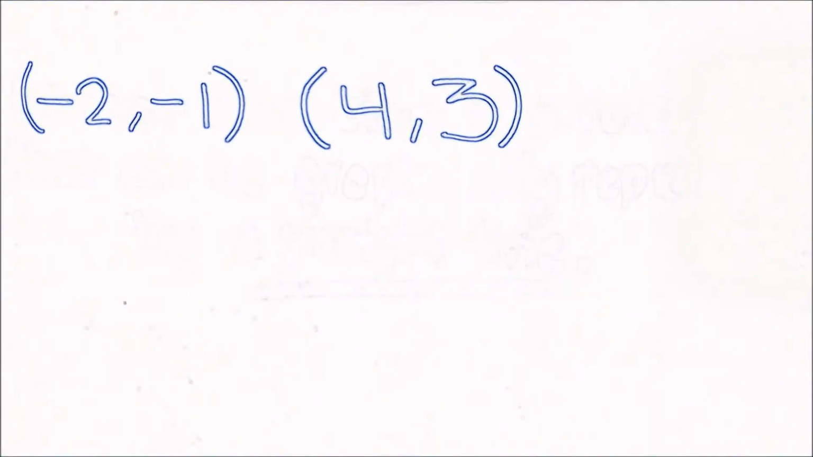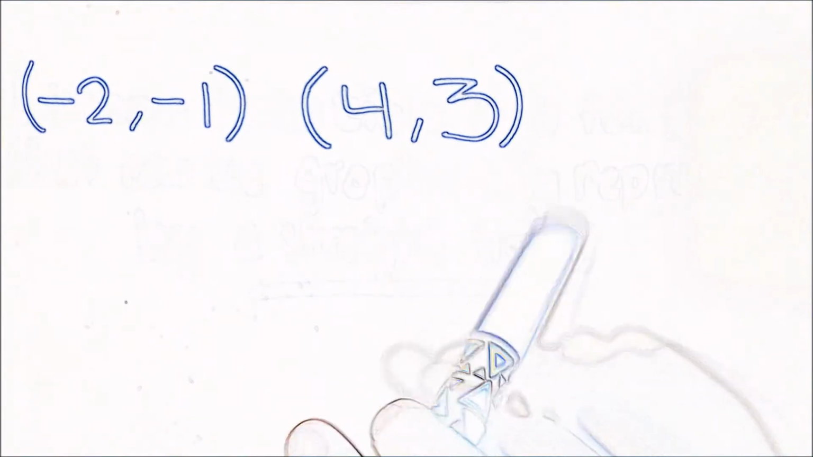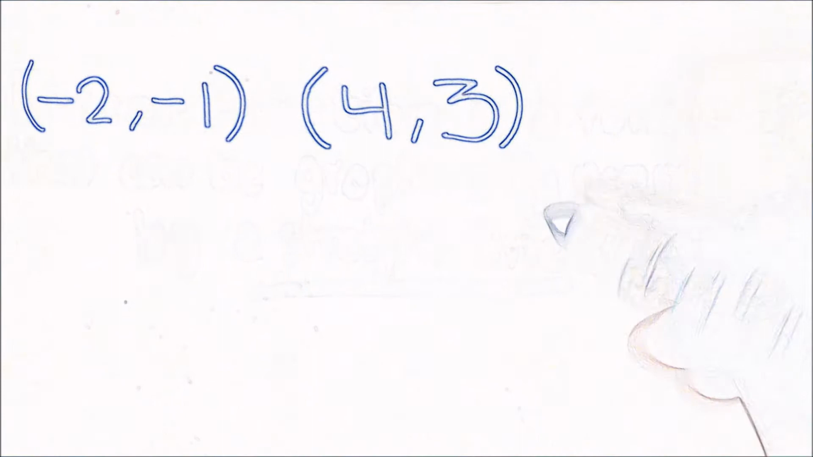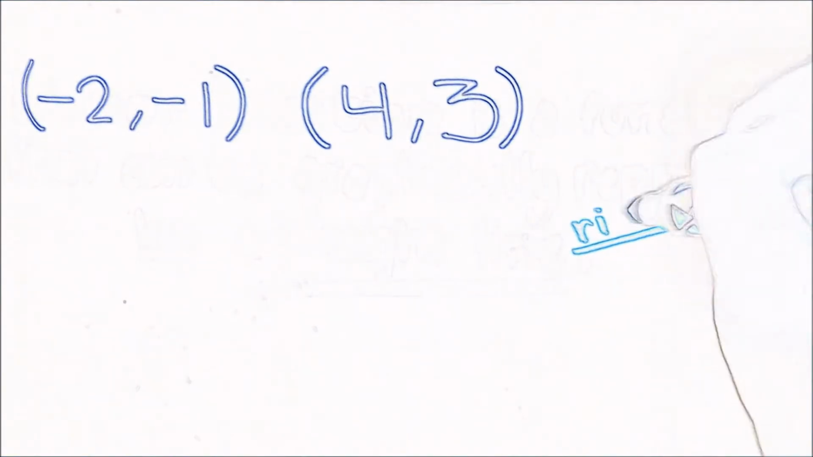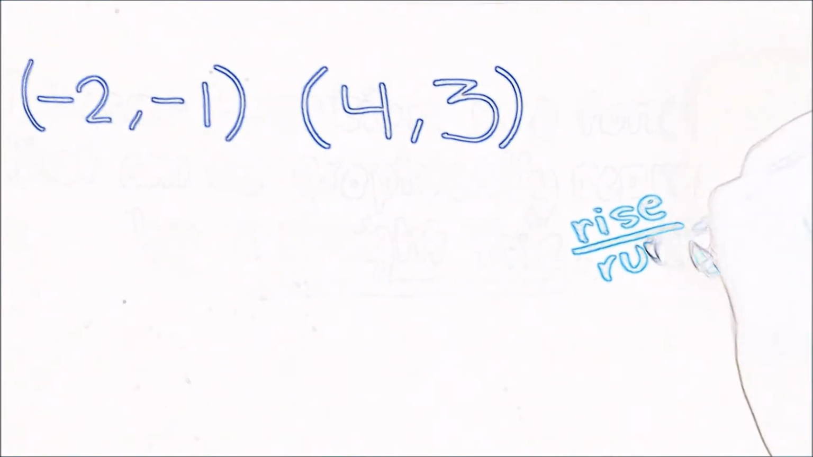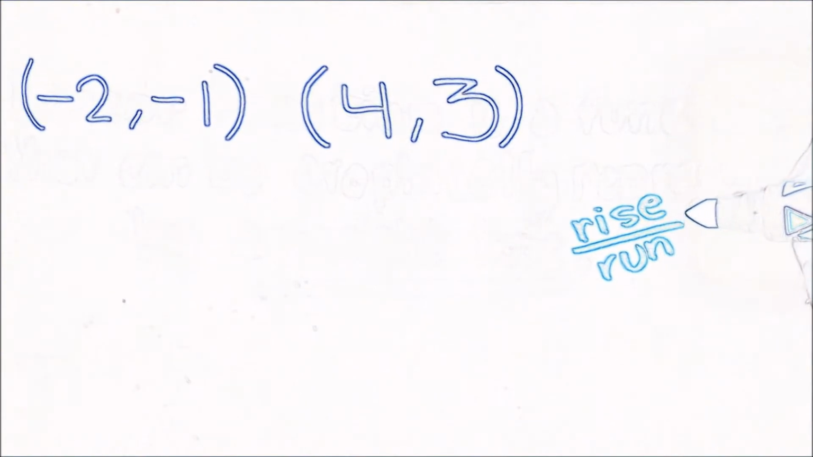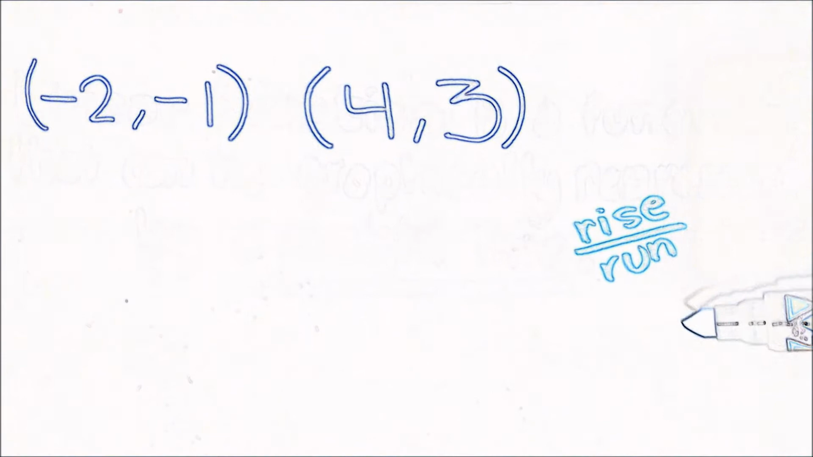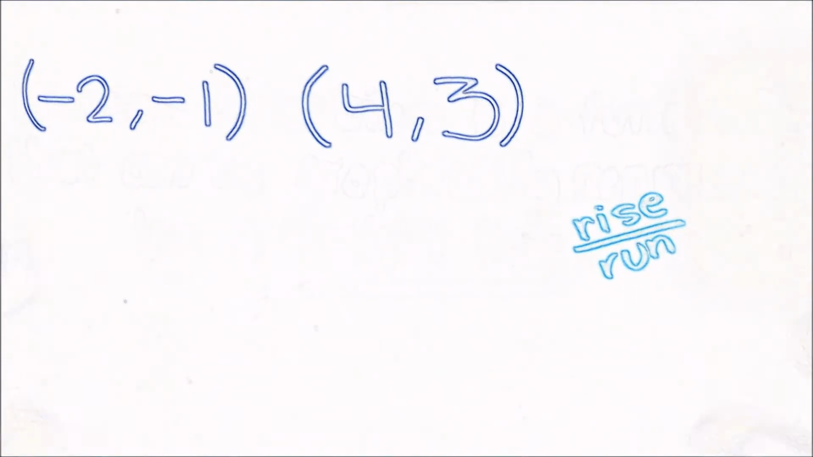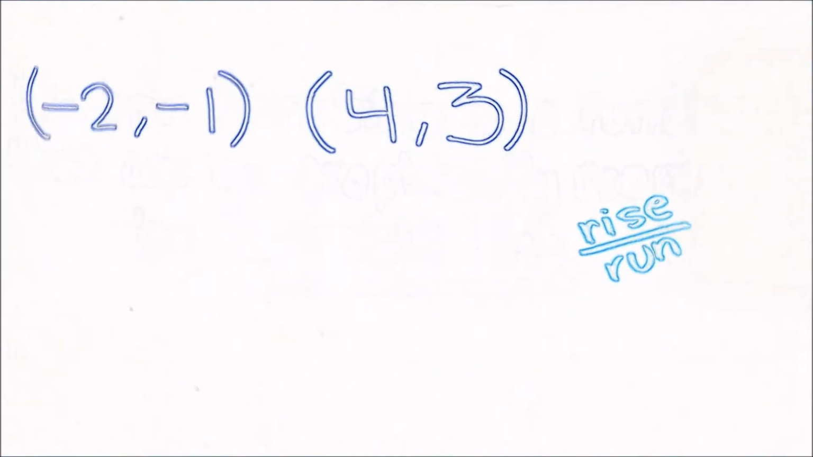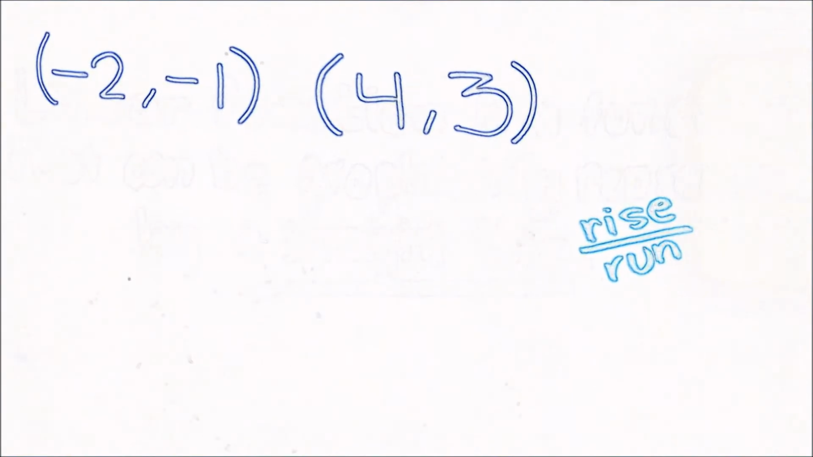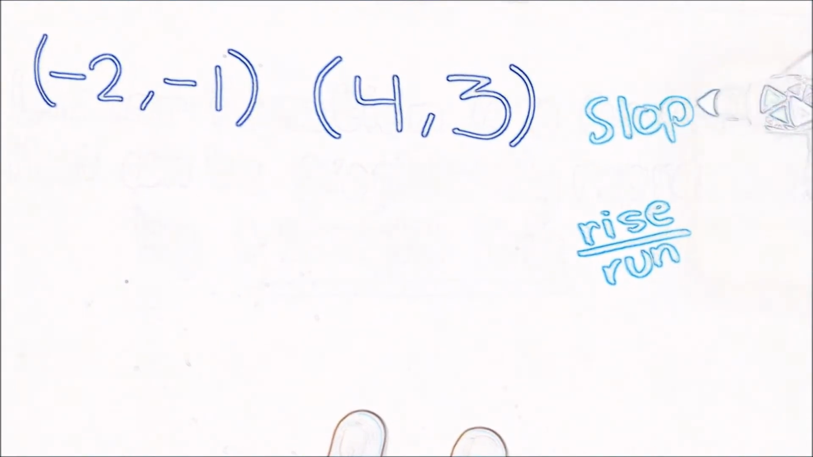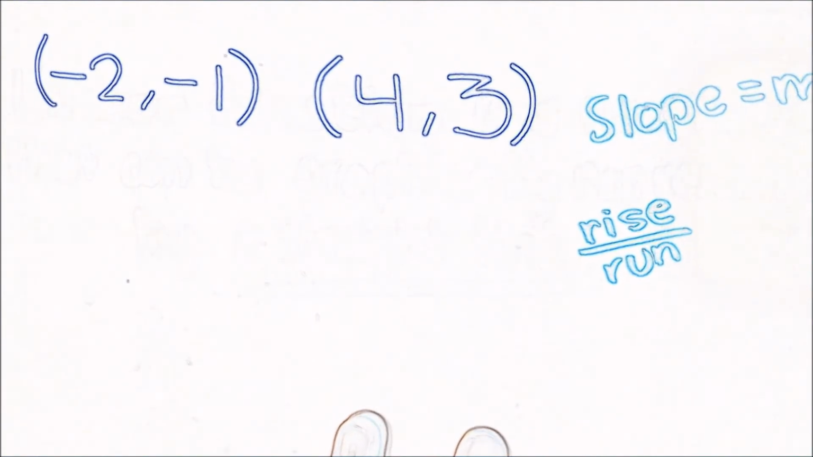Here we have a pair of points, and now I'm going to show you how to get the slope. Remember that the slope is the ratio between the rise and the run, and that it measures the rate of change in the dependent variable as the independent variable changes. Back to the task in hand, the slope of a line is usually represented by the letter m, okay? So slope equals m.